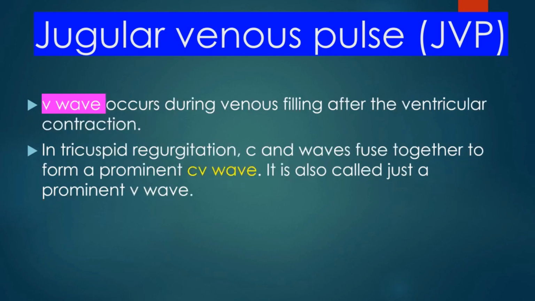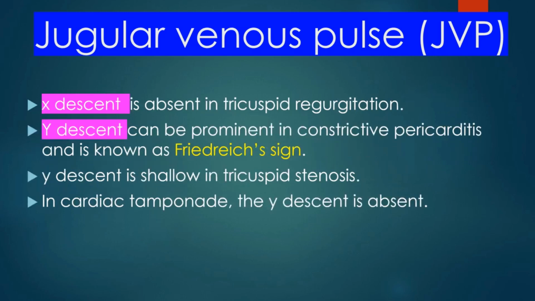V wave occurs during venous filling after ventricular contraction. In tricuspid regurgitation, C and V waves fuse together to form a prominent CV wave. It is also called just a prominent V wave. X descent is absent in tricuspid regurgitation.